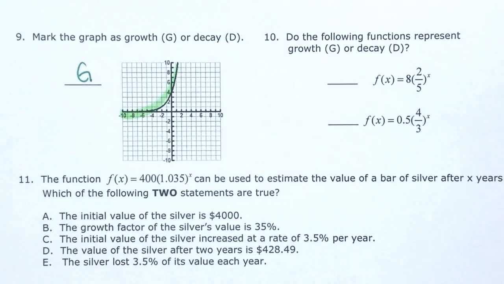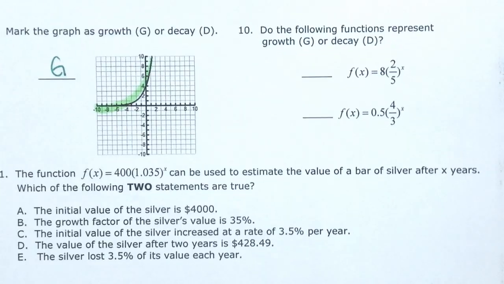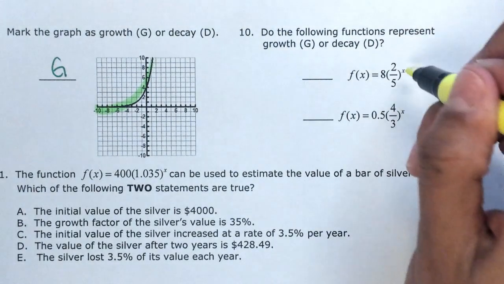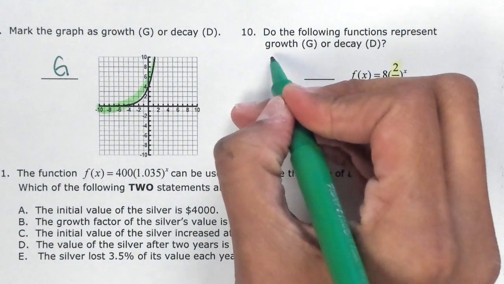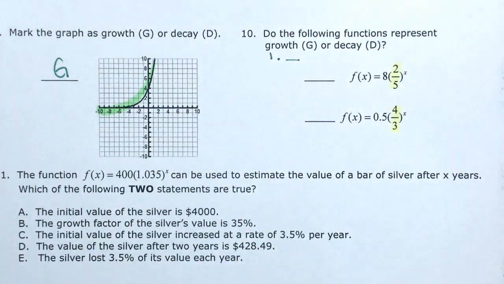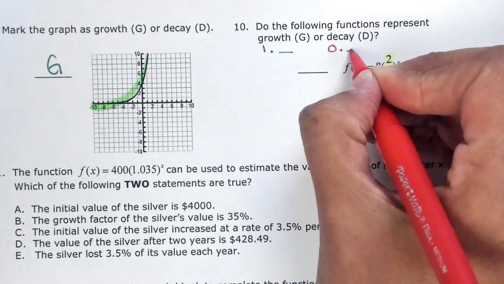Number 10 says, do the following functions represent growth G or decay D? In order to find the growth or decay for these, look inside the parentheses. So we're looking here at these two numbers. Now the key here is, is it greater than 1 or less than 1? That's going to be the key. For growth, you're always going to see 1 point a number. For decay, you're going to see 0 point a number.